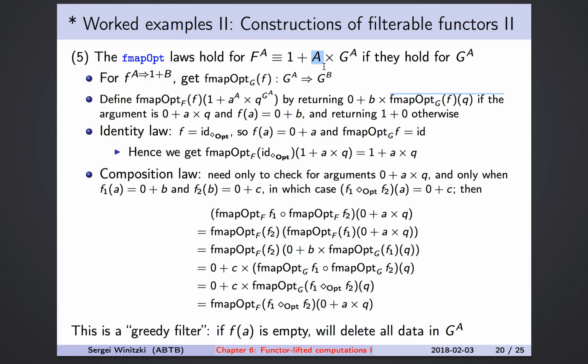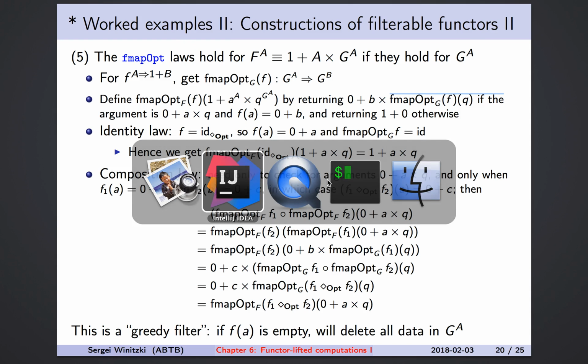So the interpretation of this filter is that it's kind of greedy. If A does not pass the test, all the data here is deleted, even if they all pass the test. The A is very, very special, and only if the A passes the test do we filter this and see if any of those pass the test. But if A does not pass, we return 1. So this is kind of a greedy filter. So now I've shown that its laws hold.